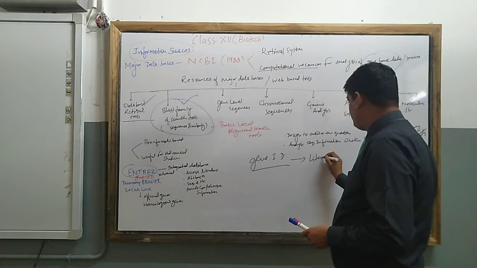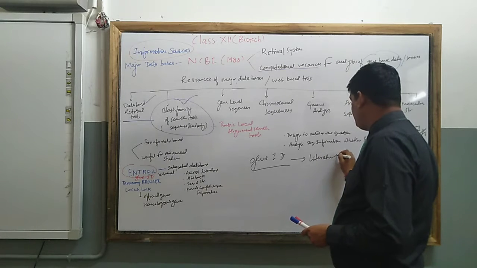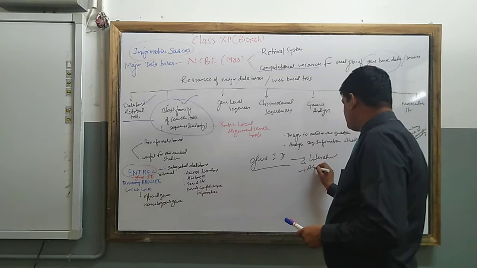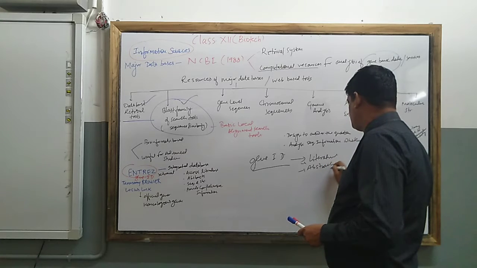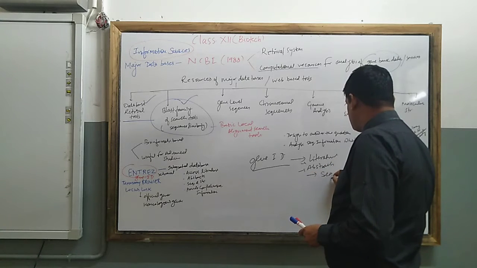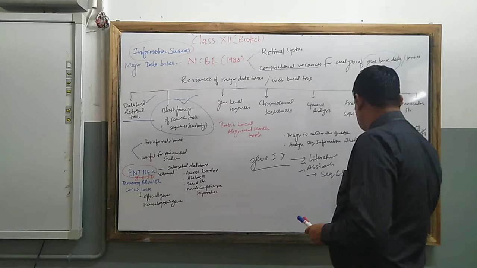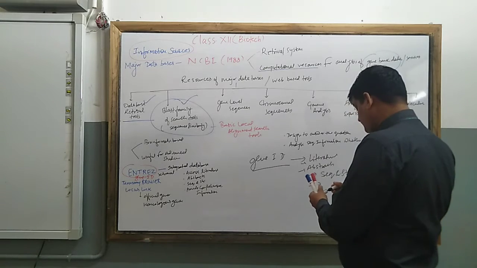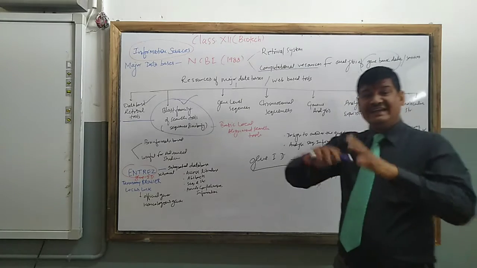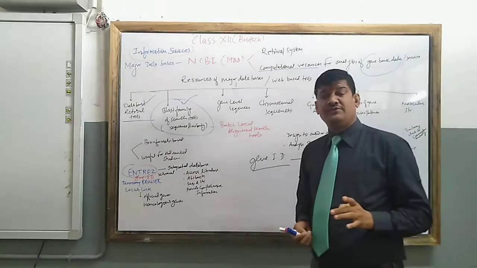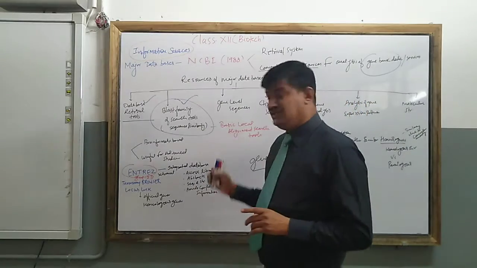It means information in writing, literature, then abstract, then sequence and structure. Thereafter, it provides entire comprehensive information about the particular gene.